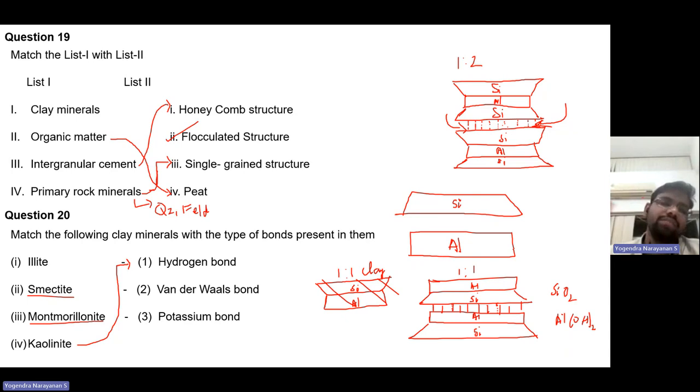And in case of illite, there will be a presence of potassium ions in between this layer. Hence, these potassium bonds are relatively stronger than the London forces, but weaker than the hydrogen bonds. Hence, the volume change behavior of illite is in between kaolinite and montmorillonite. Illite has potassium bond, and these two have van der Waals forces, also known as London forces.